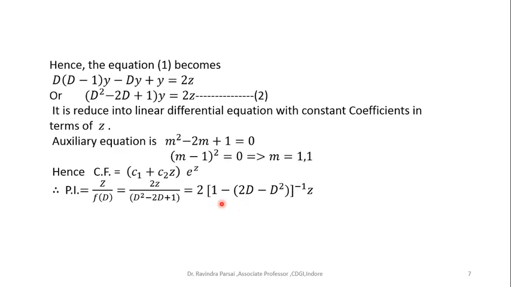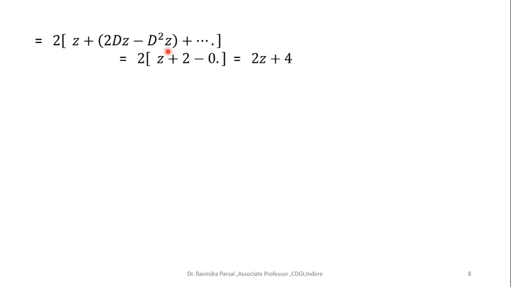By taking the lowest degree term as common, 1 is already in the first term, we just shift this whole bracket into the numerator, and then by applying the expansion, 1 plus x whole power minus 1, we get 1 minus (2D minus D square) plus dot dot dot, operating on z. Operate this, multiplying inside z. So this gives you z minus 2 into the derivative of z plus D square of z. Differentiating z with respect to z gives 1, so 2 into 1, and the second derivative of z gives 0. So simply the particular integral is z plus 2.